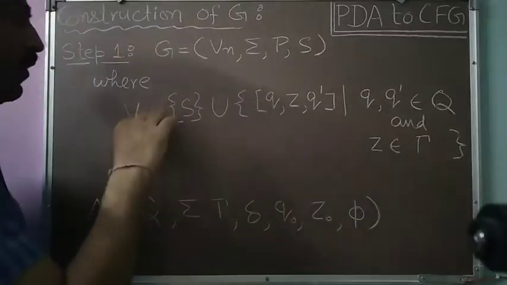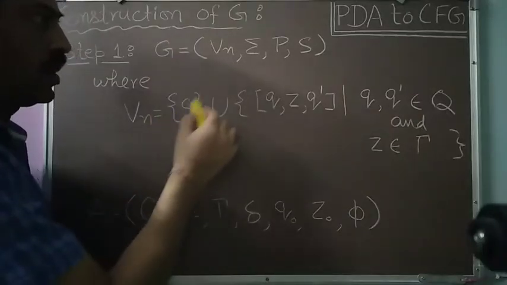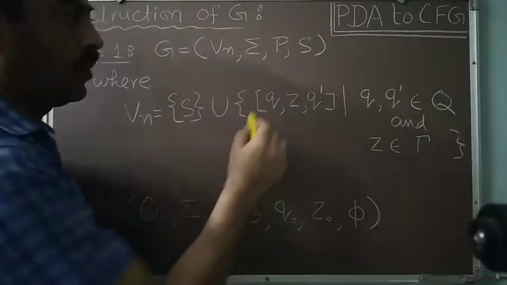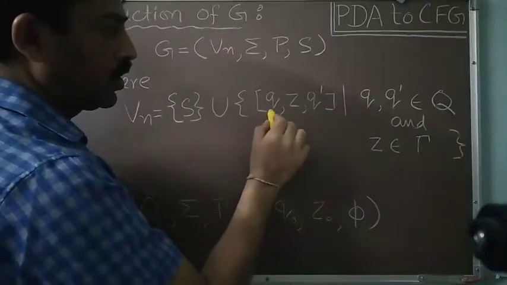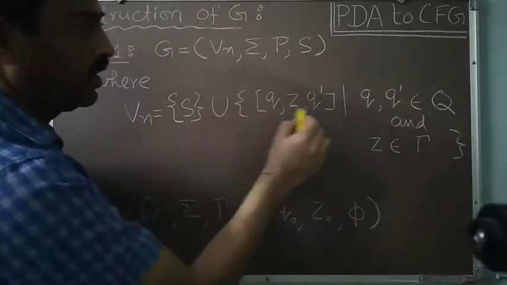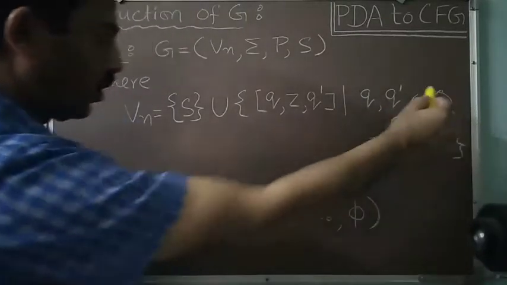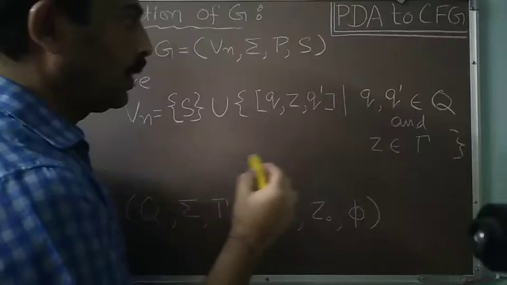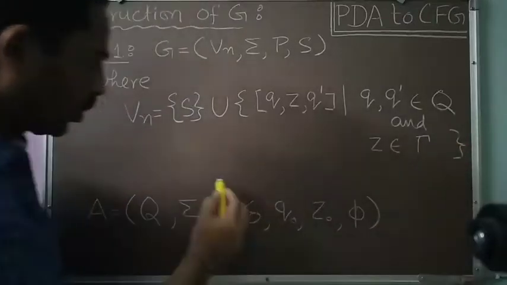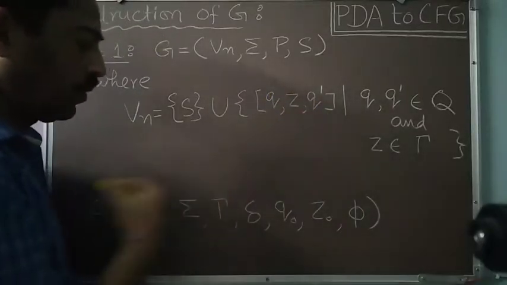So the variables in the grammar G will either be the start variable S, a special variable which we have added and which will work as the start variable, or all other variables will be in the form of an ordered triple having 3 elements, where the first and third elements, Q and Q', are states coming from our PDA. Q and Q' belong to capital Q, and the second element is a push down store symbol. So it is Z, which belongs to rho, the set of push down store symbols. The second element comes from the push down store symbols.